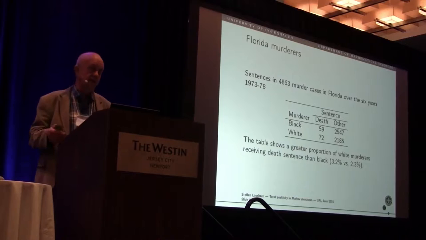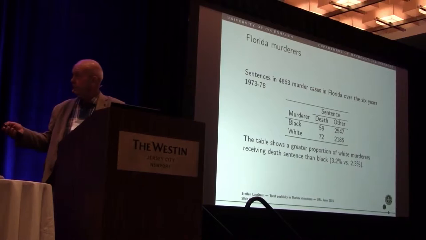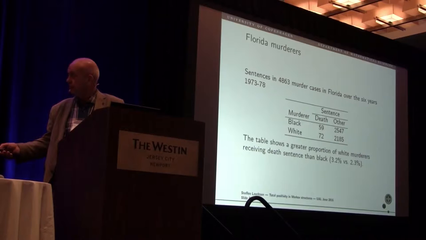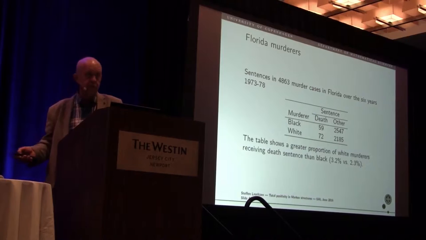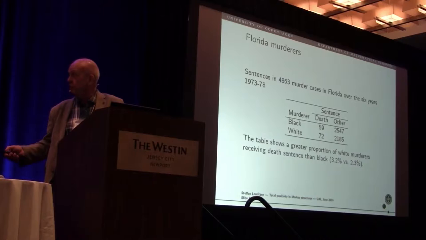If you count how many of them will be sentenced to death, you will see that the proportion of white murderers that are sentenced to death is actually a little higher than that of the black murderers. So that suggests that everything is fine. There's a positive association between being white and being sentenced to death.